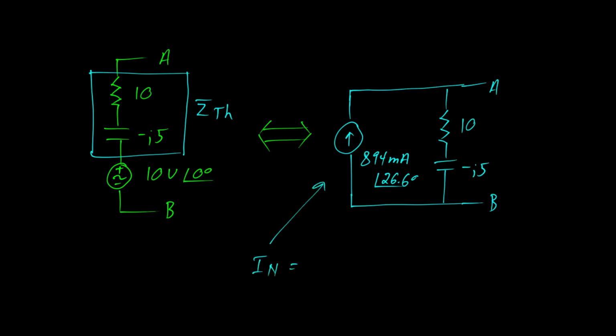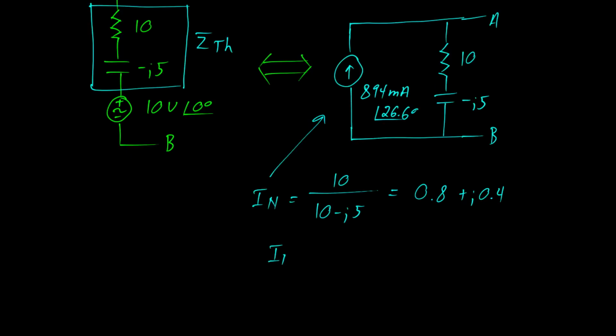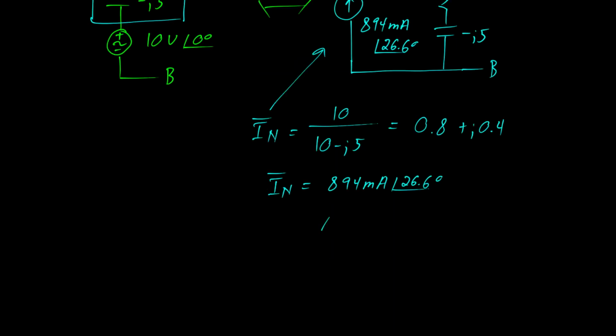We calculated the Norton current as the Thévenin voltage, which was 10 volts at a phase angle of 0, divided by the Thévenin impedance, which was 10 minus j5. In polar form, it's about 894 milliamps at 27 degrees. Personally, I prefer to put voltages and currents into polar form because that's what the meter would read.